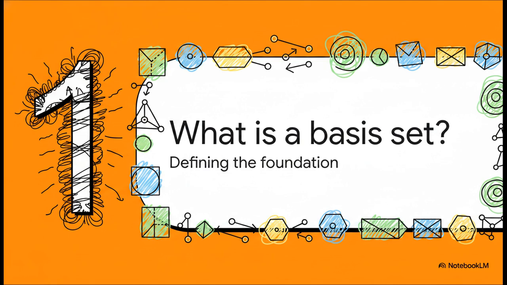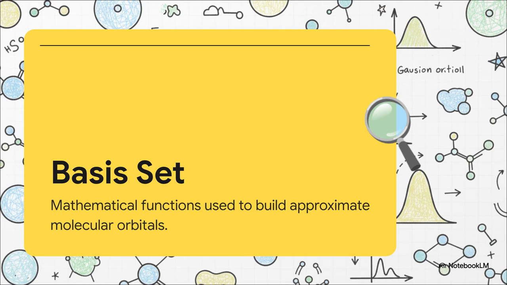Let's define our foundation. In quantum chemistry, we simply can't solve the exact equations for complex molecules, so we have to build approximations. The crucial takeaway here is that a basis set is really just a collection of mathematical functions that we use to construct these approximate molecular orbitals. The more functions you have and the more flexible they are, the better your approximation is going to be. But of course, that always comes with a higher computational price tag.